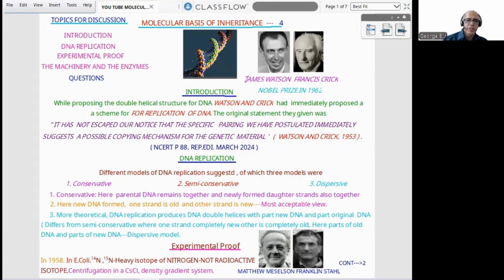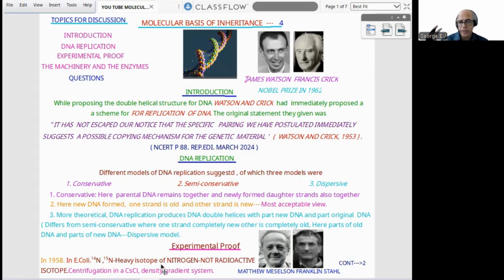Now we'll be proceeding to the experimental part. For any experiment, we have to notice the organism, chemical, scientist, and purpose. Questions will be there for theory and entrance exams. So, 1958. The organism used was Escherichia coli. Chemicals: normal nitrogen N14 and the heavy isotope of nitrogen N15, but it is not radioactive. The method was centrifugation in a cesium chloride density gradient system. So this part, I think, is clear.